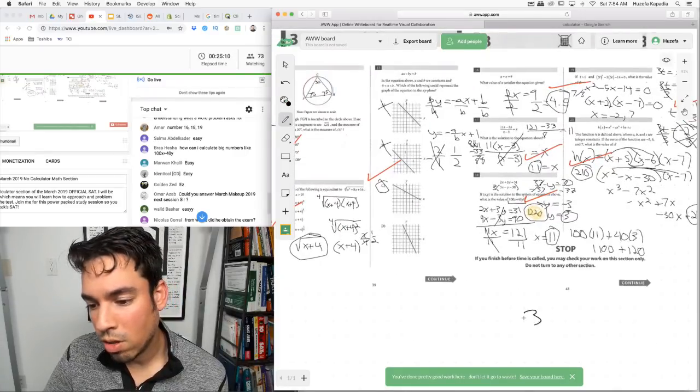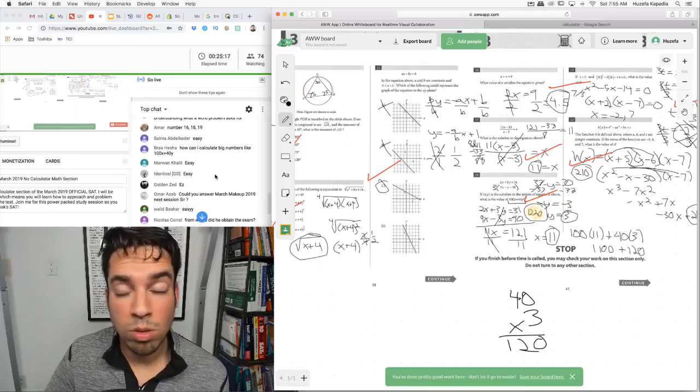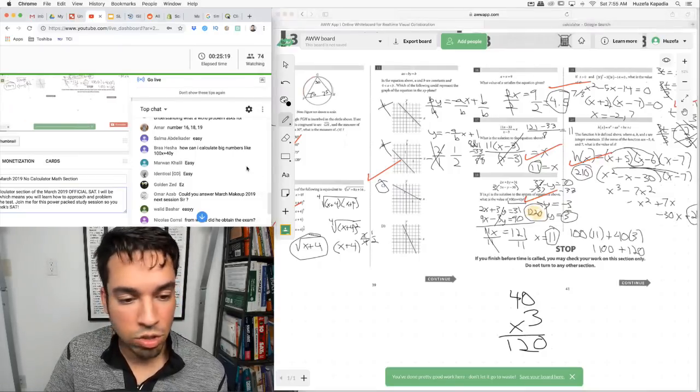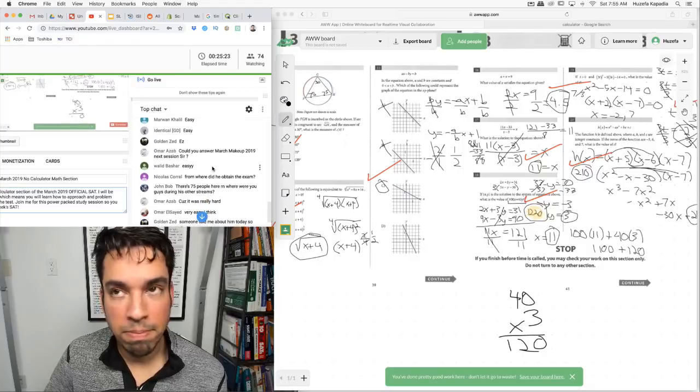You're welcome to write it out. 3 times 40. This does not take that long if you do it that way. And definitely do it in a way that you're going to be accurate. That's super, super important.